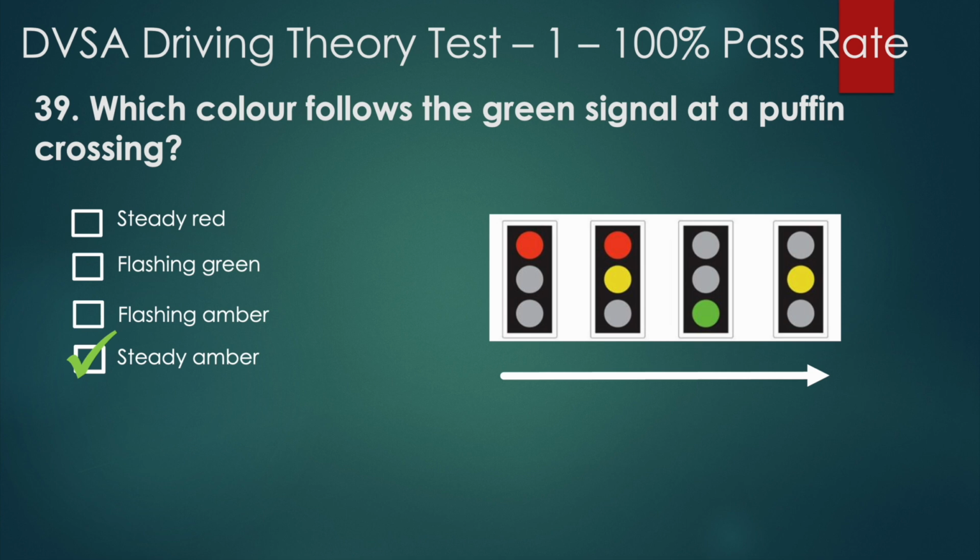Steady amber. In the UK, always remember the signal flow as shown on the picture on the right side. After the red signal, it's always red and amber together followed by green. And when it moves from green to red, it's always green, then amber, then red. So while you are approaching a signal, you need to be aware whether it is going to be green or red based on the signal flow.